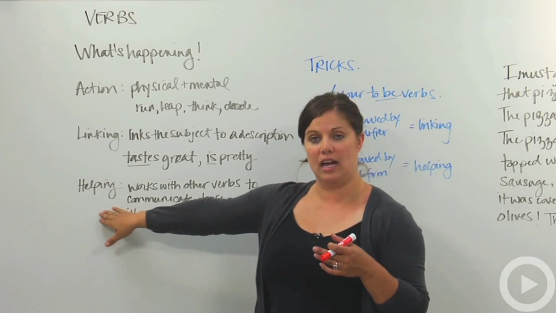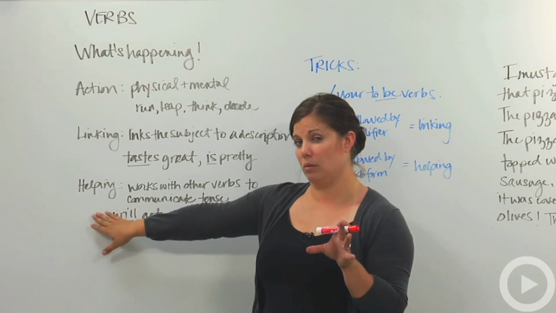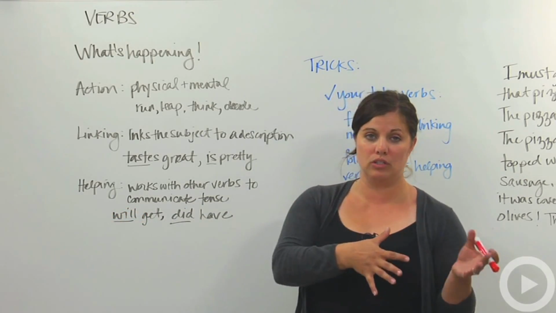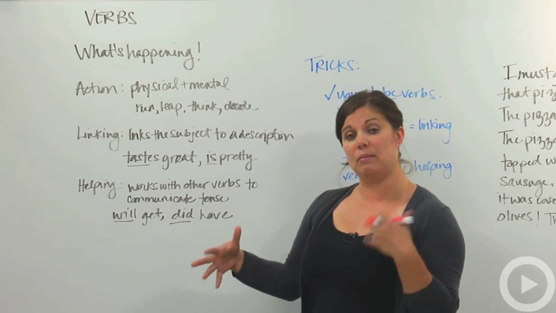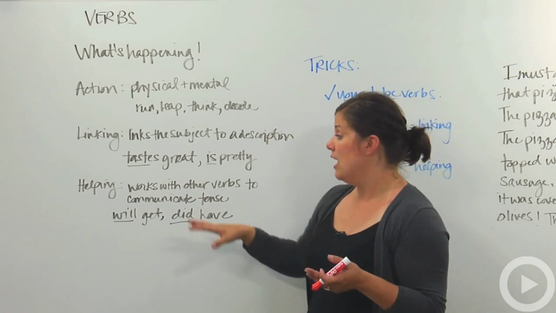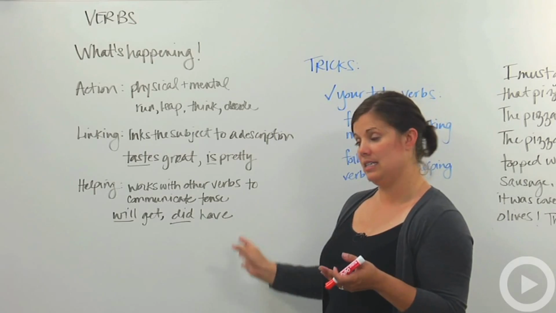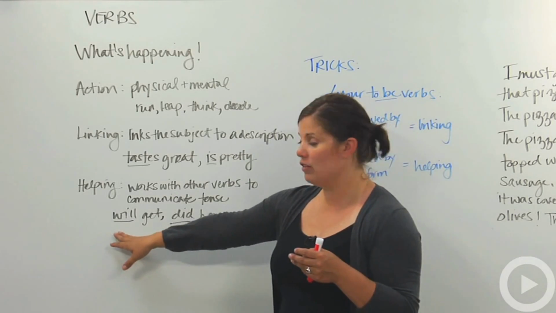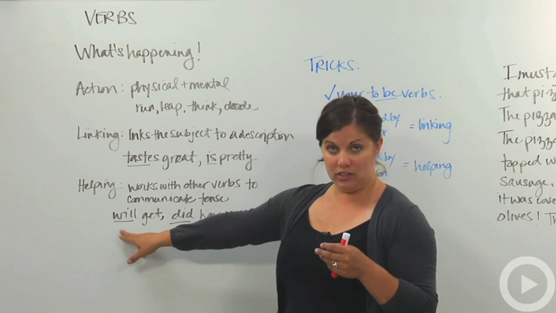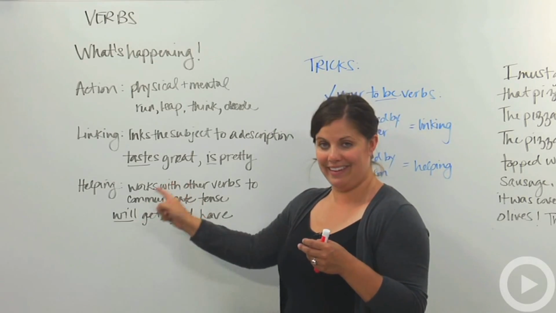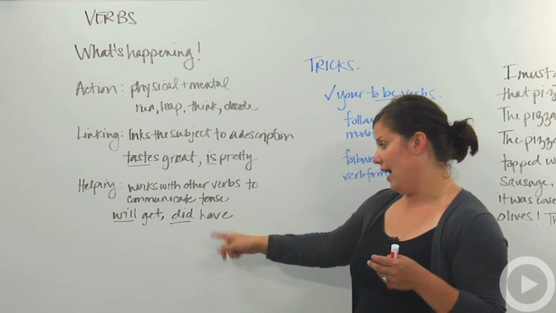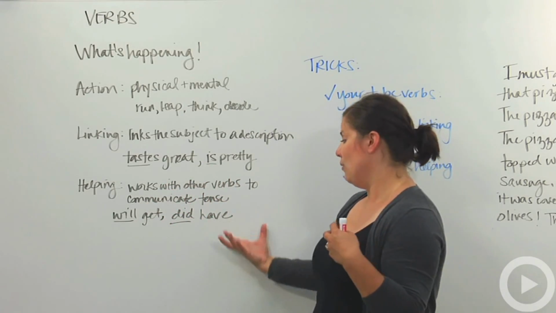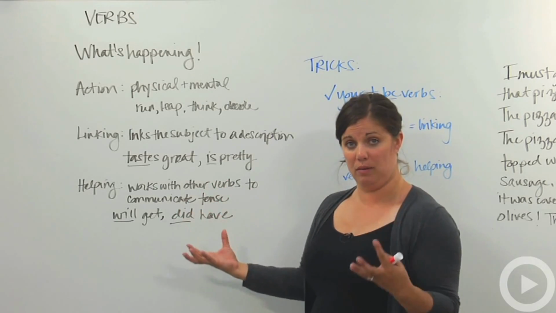And then finally, the third type are your helping verbs. They're really easy to remember because helping verbs are always going to go along with other verbs. That means they're going to be part of a verb phrase. They work with other verbs to communicate tense. So for instance, if you have the verb phrase will get, will is your helping verb that's letting us know when the getting is happening. Did have, did is letting us know when the have is happening. So those are your helping verbs.